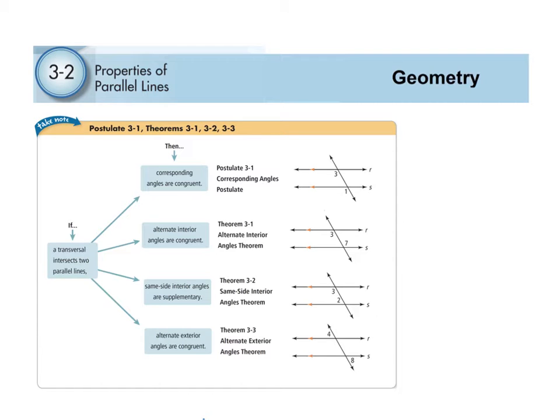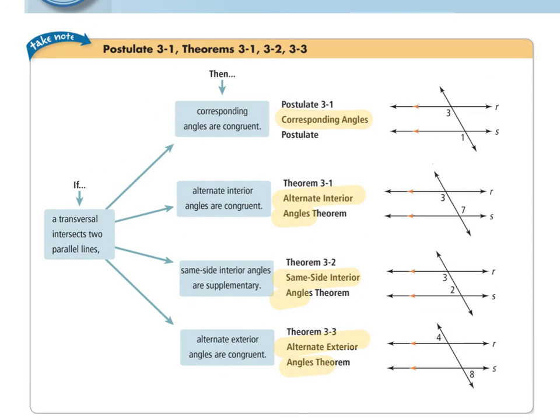Okay, so section 3.2 is about properties of parallel lines. We're going to be using some of those same things we used in the last section, 3.1. We're going to be talking about corresponding angles, alternate interior angles, same side interior angles, and alternate exterior angles. But the difference is this time we're going to be talking about them with parallel lines.